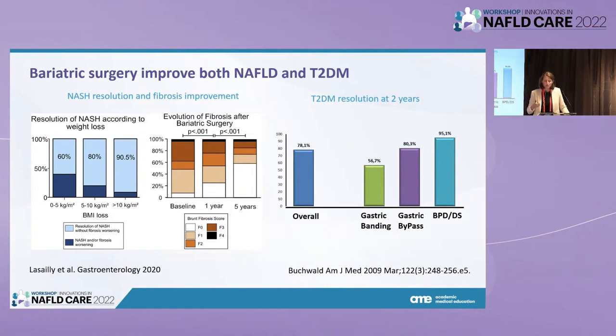And it's also true for the improvement of liver fibrosis stages. After 5 years of bariatric surgery, you see that a significant distribution of the stage of fibrosis is improving, and it's the same thing, of course, for type 2 diabetes. We can achieve up to 80% of type 2 diabetes resolution after bariatric surgery based on meta-analysis.